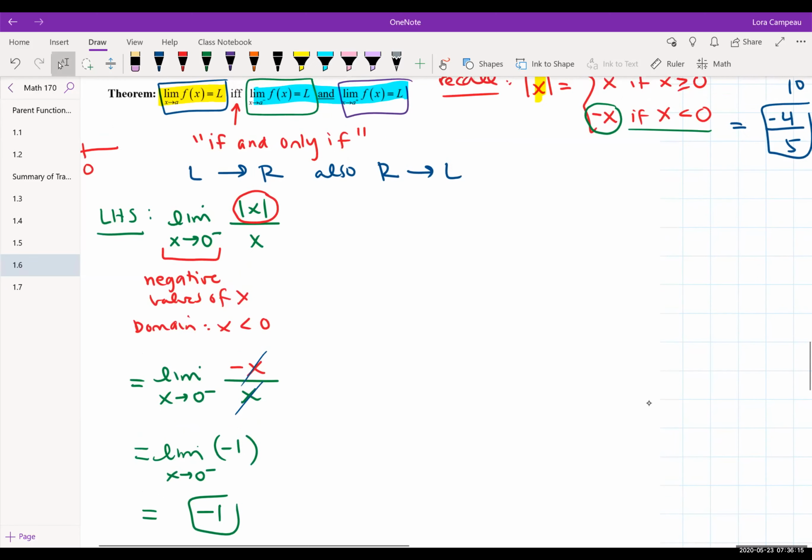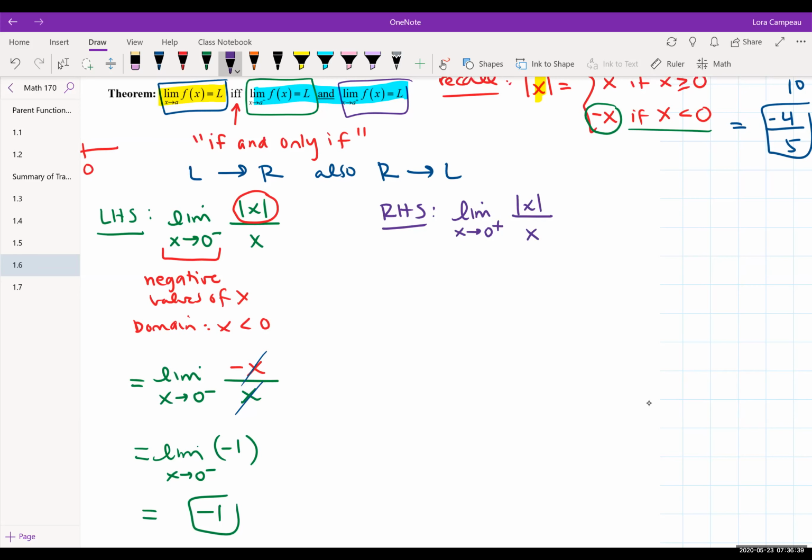Now we're going to just look at the other side. So I'm going to look at the right-hand limit. I'm just practicing my math with limit notation. Being careful, I'm always writing the limit because I have not evaluated it yet. I'm going to look at the limit as x approaches 0 from the positive side of our function, absolute value of x over x.